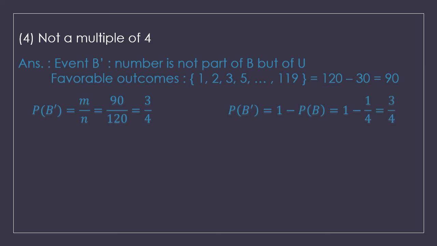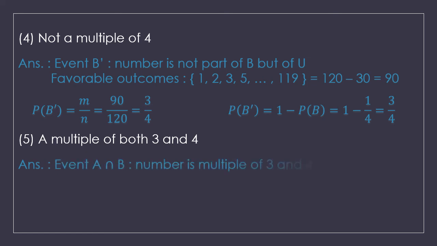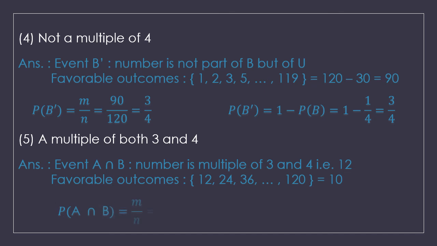Okay, so moving on to the last question, the fifth question, as well as this tutorial, a multiple of both 3 and 4. Now it is a multiple of 3 and it is a multiple of 4. That means this is an event A intersection B. We are combining the multiples of 3 and 4 both. So technically take an LCM and it becomes 12. So it becomes easier to calculate actually. So the events which are the multiples of 3 and 4 both, that is LCM 12, are 12, 24, 36, dot dot dot, 120. So 120 divided by 12 gets 10 events, and when we find the probability for that, it becomes 10 upon 120, that is 1 upon 12.